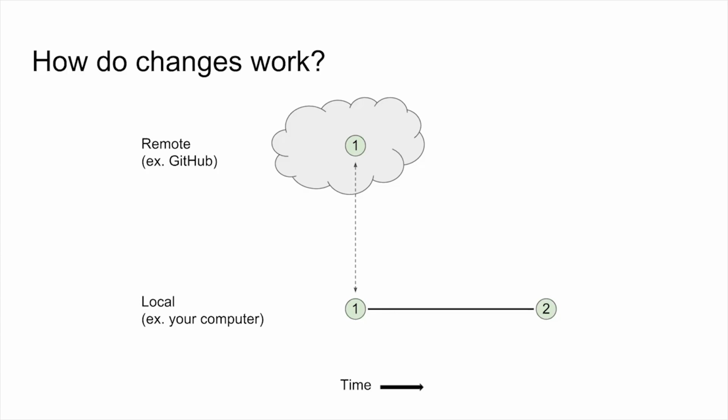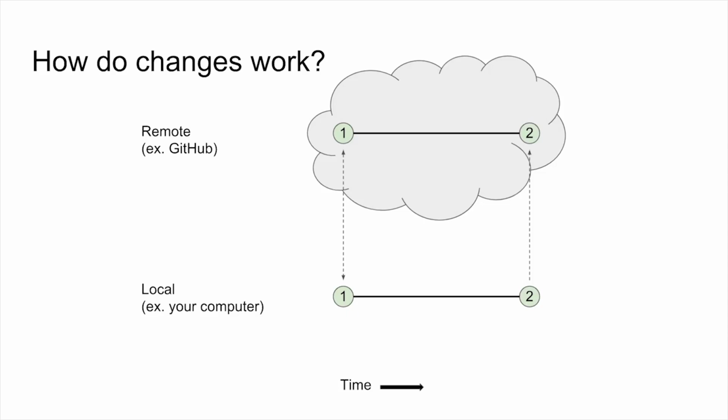So how do changes work? The first thing is you'll make a change. Generally, you'll want to make changes on your local machine. You'll make some changes, and then you'll commit them, and we'll show you how to do this later. But now that you've made this change, you're at step 2 on your local machine, and the remote doesn't know about it because you haven't told it about it. So you have to push it up. When you push your change, you're pushing it from the local to the remote, and now the remote gets updated.